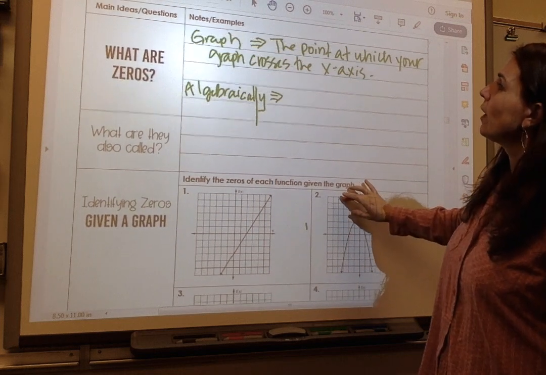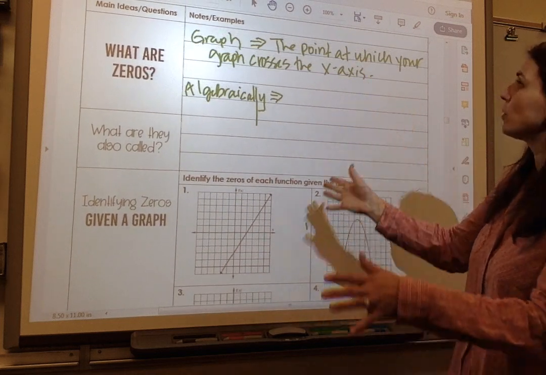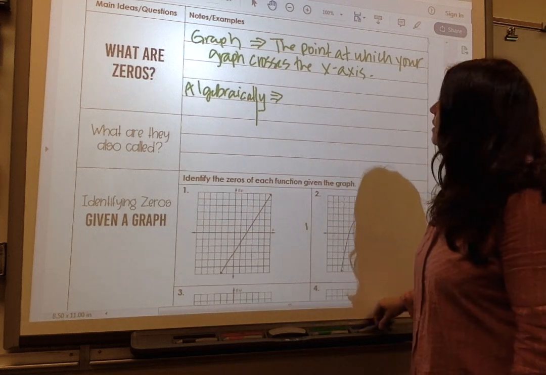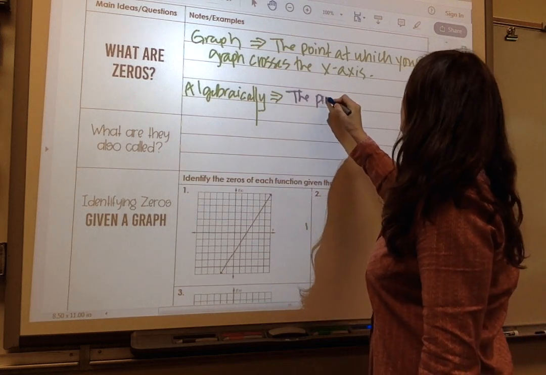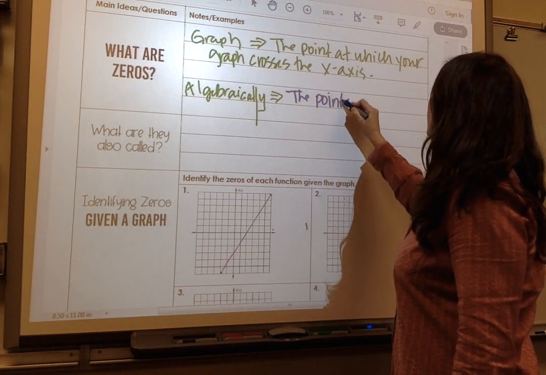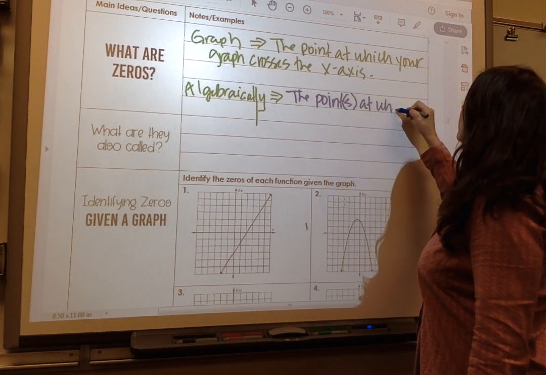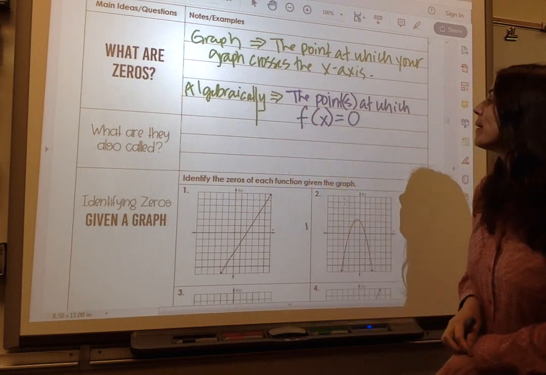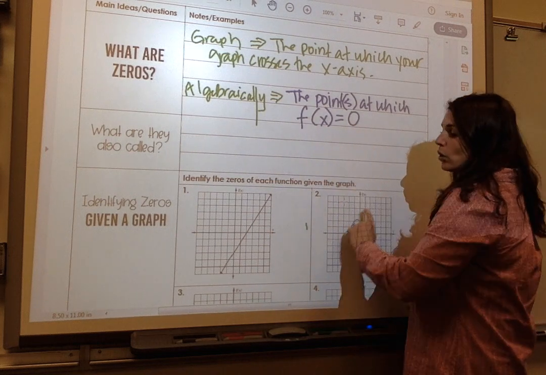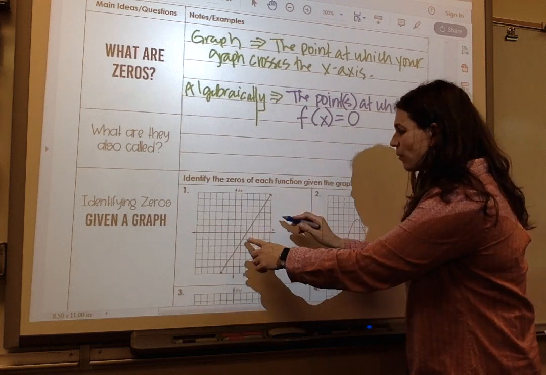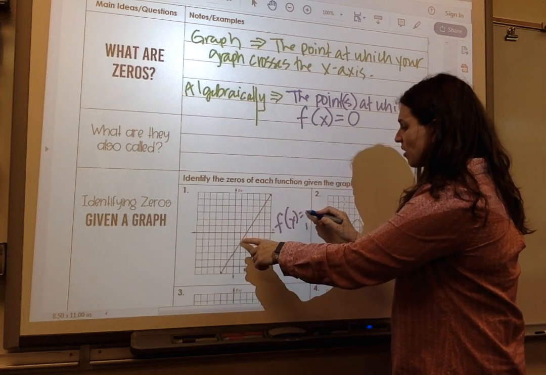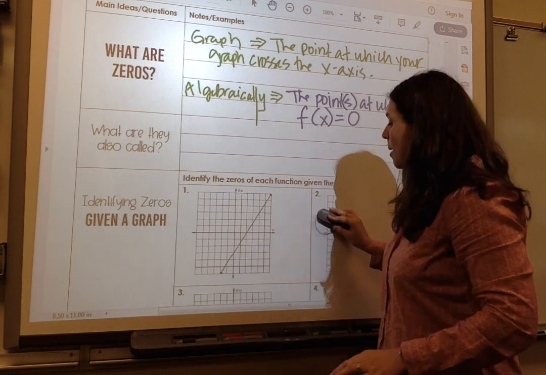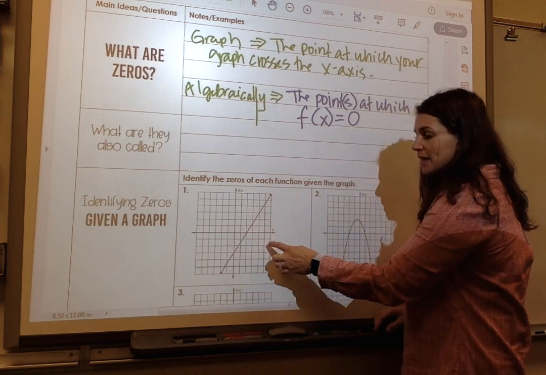So when you have zeros graphically, it's the point at which they cross the x-axis. Algebraically, it is the point, or points, at which f of x equals 0, because my output will always be 0. I think in my notes I wrote it differently. That is not correct at all. So disregard that I wrote it, because my output will always be 0.